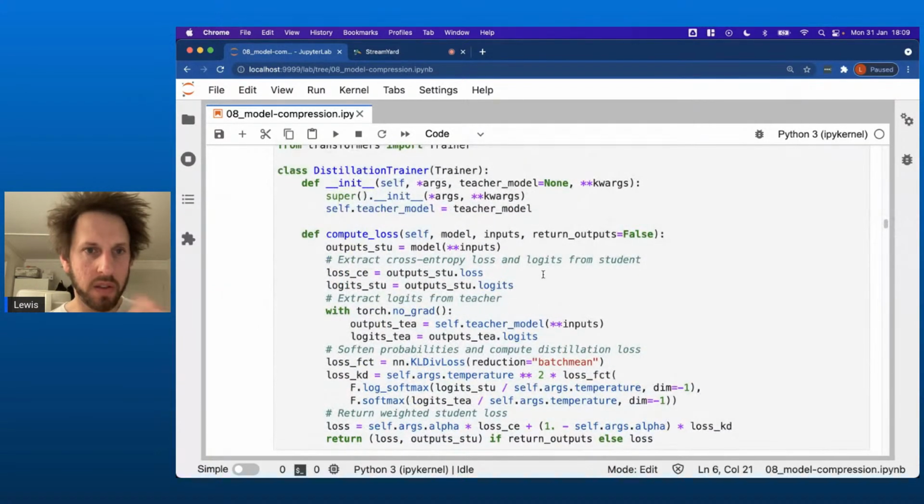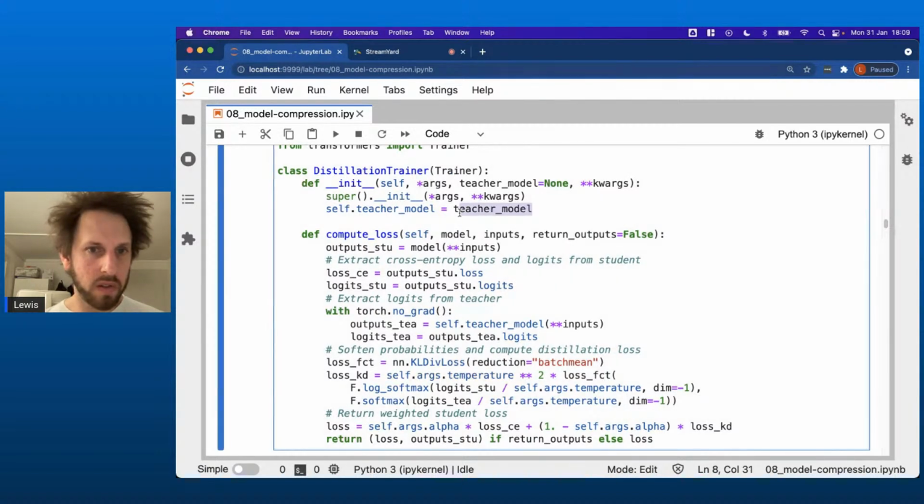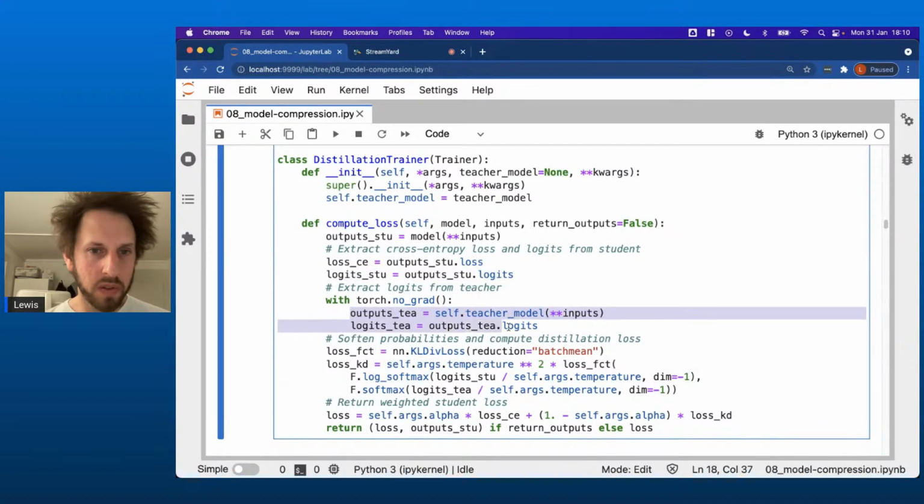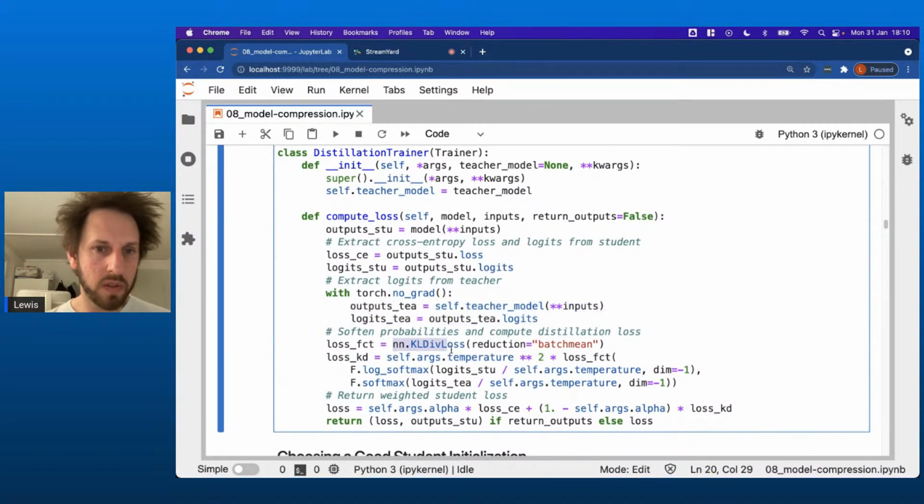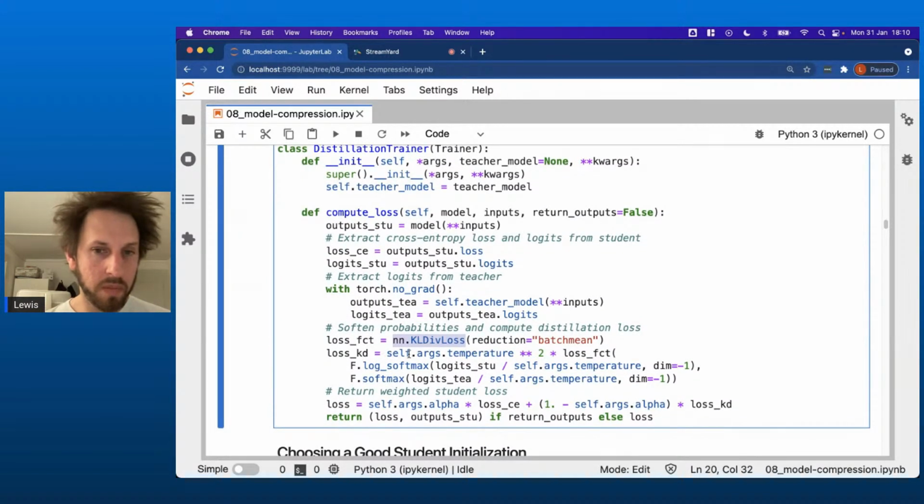And if you look at the distillation trainer, it's actually pretty simple. We just need to subclass the trainer and define a teacher model as an attribute. Then we override the compute_loss function, and we just have to make sure that we return the outputs in the right way. It's pretty straightforward. We feed the inputs to the model, and this gives us the outputs from the student. We can then compute the cross entropy and the logits. Then we compute the outputs and logits from the teacher by giving it the same inputs. And we feed these logits to the KL divergence, which in PyTorch is defined through nn.KLDivLoss, and compute the KL divergence between these 2 quantities.